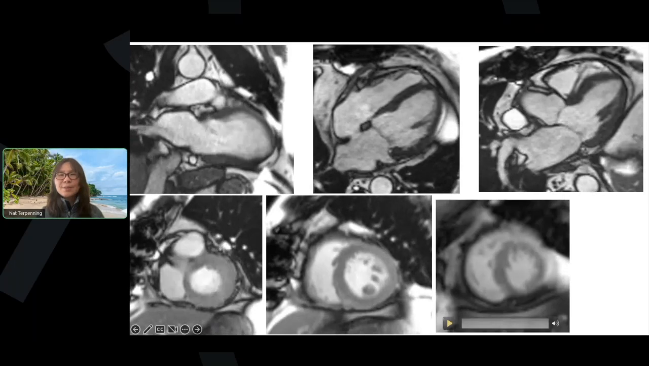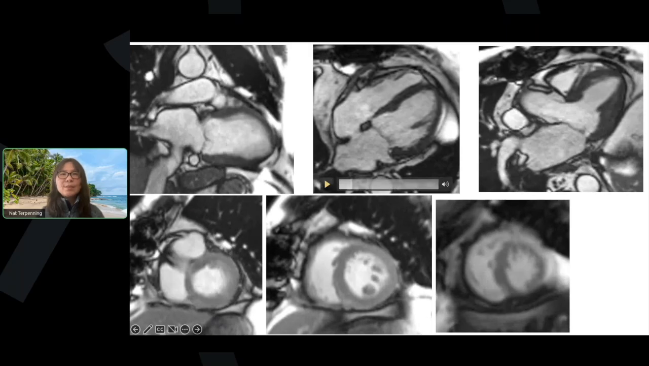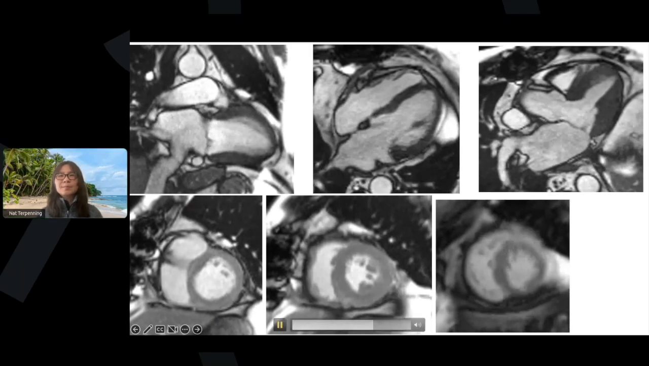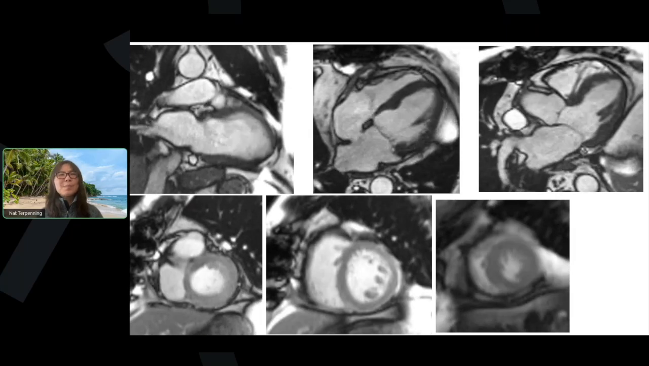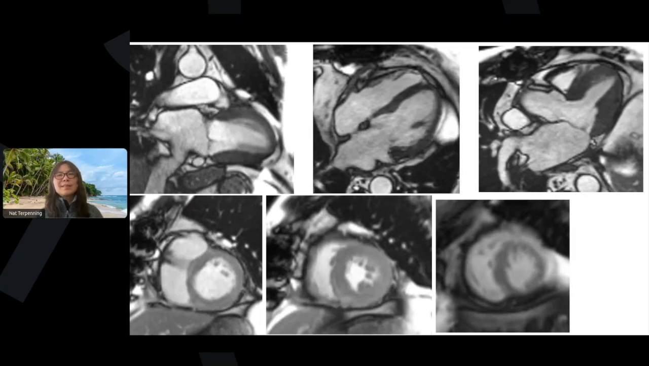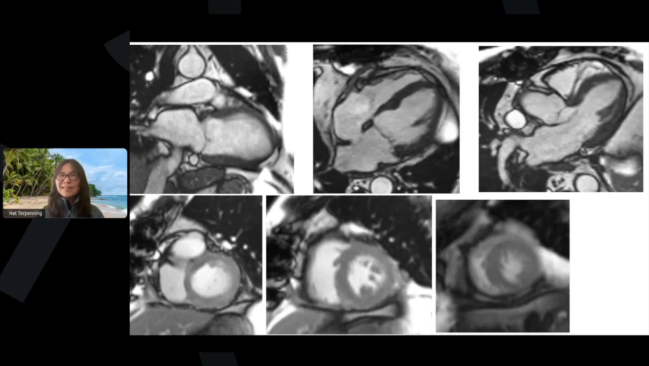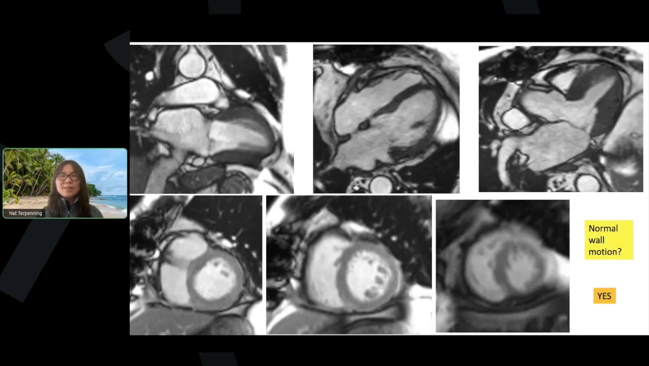Okay, I'll show you all here. Look at the wall motion. I would say it looks okay. It looks normal. There's nothing wrong here. Wall motion is normal.